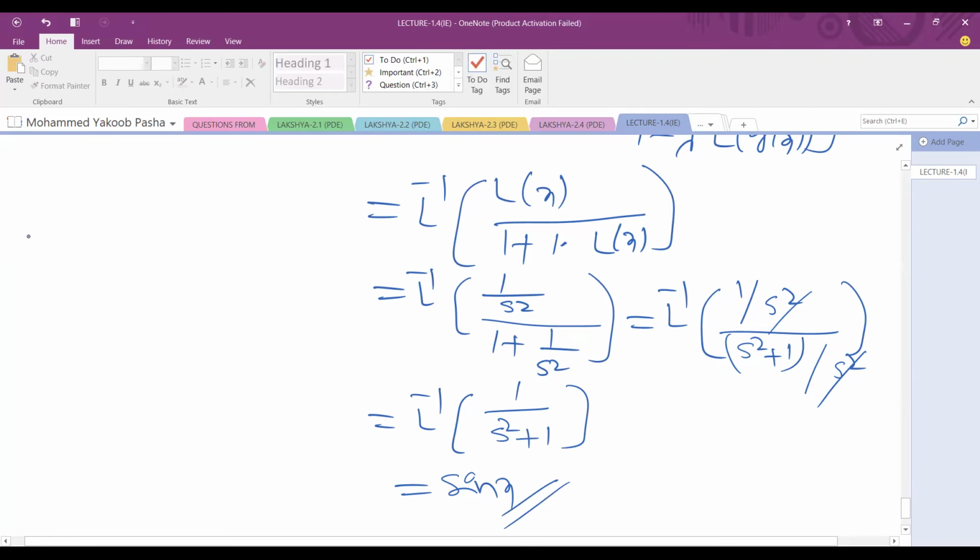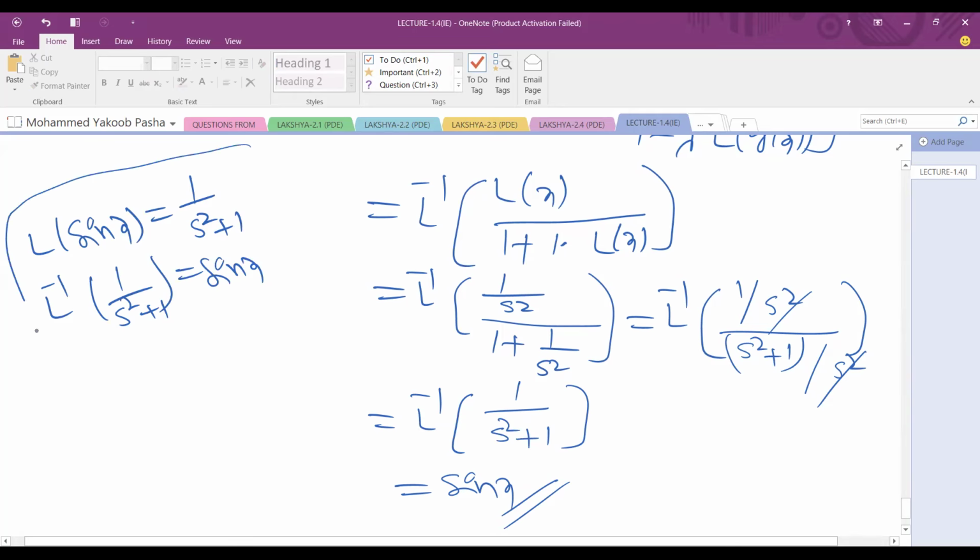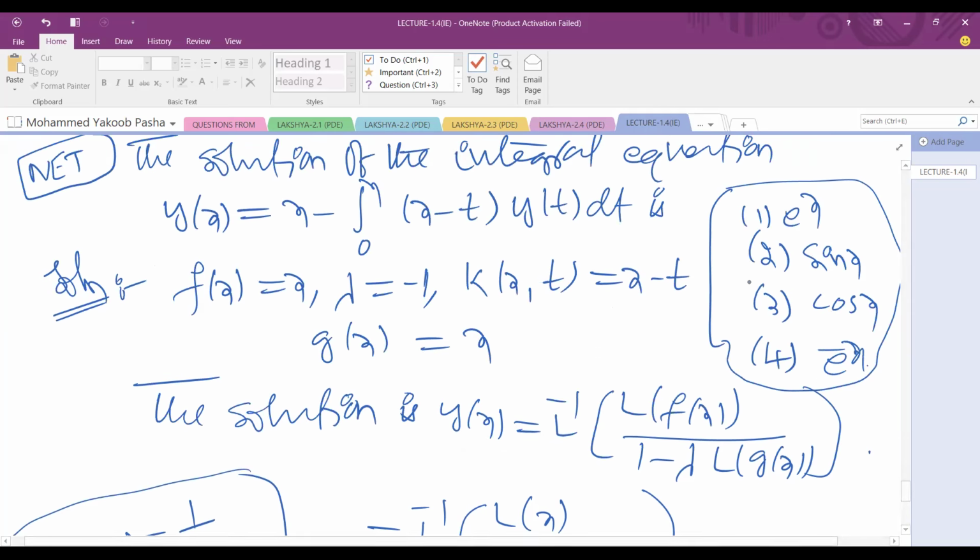So this is the solution. You have to know that the Laplacian of sin x is 1 by s square plus 1, so L inverse of 1 by s square plus 1 becomes sin x. This is the formula. Now, what is the right option? Second option is the right option. Now I am taking one more problem.